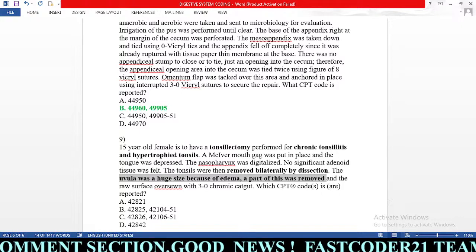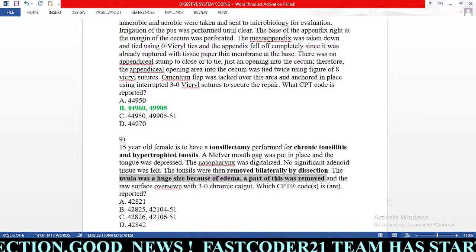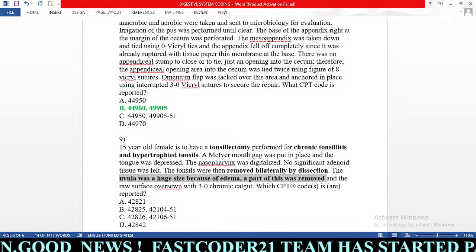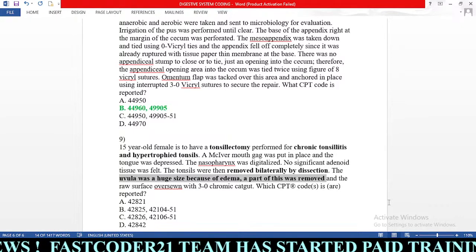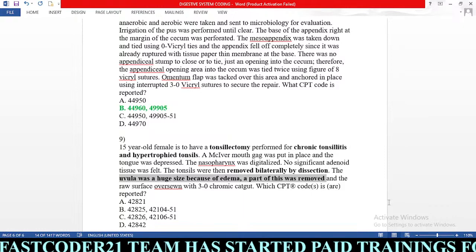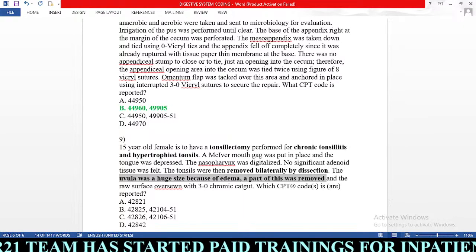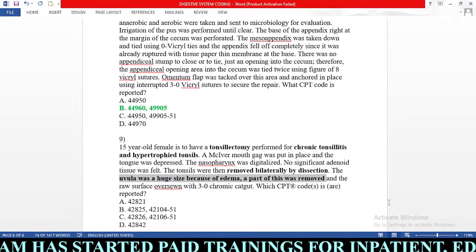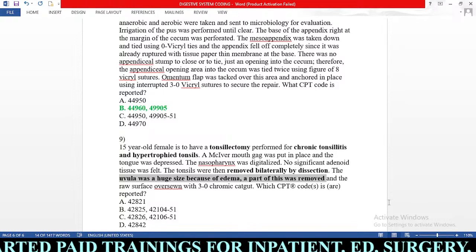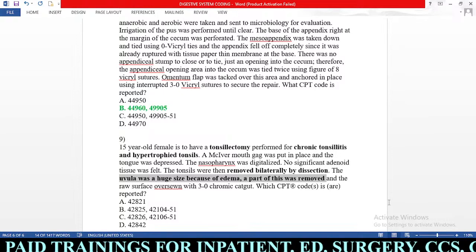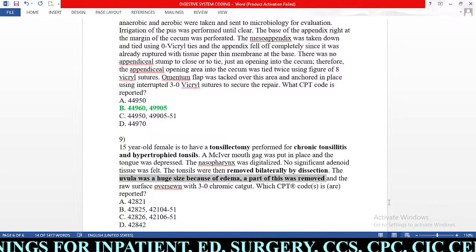So we will check 42821 next. 42821 is for tonsillectomy and adenoidectomy. While coding tonsillectomy, we have combination codes for tonsillectomy and adenoidectomy, and also separate codes for only tonsils and only adenoids. In our procedure, the physician has performed only tonsillectomy, so we need to concentrate on only tonsillectomy. So option A is wrong. Why? A is for adenoidectomy plus tonsillectomy.